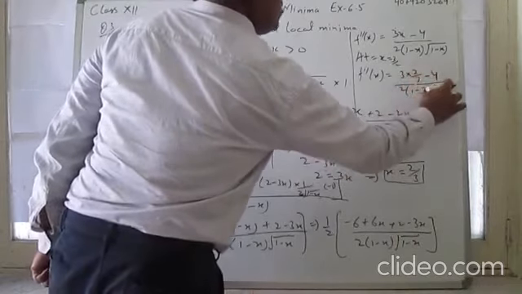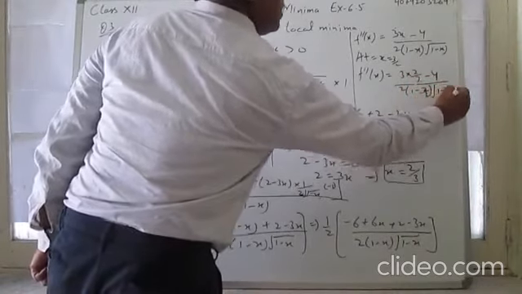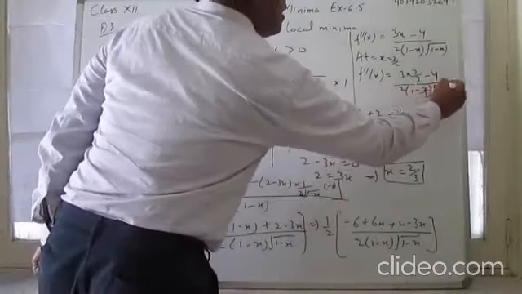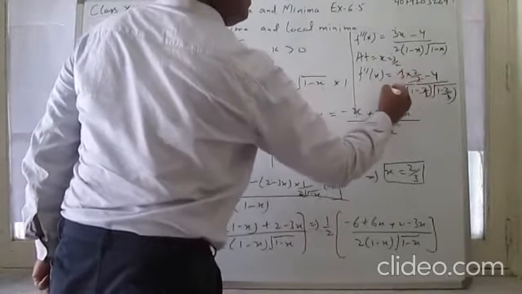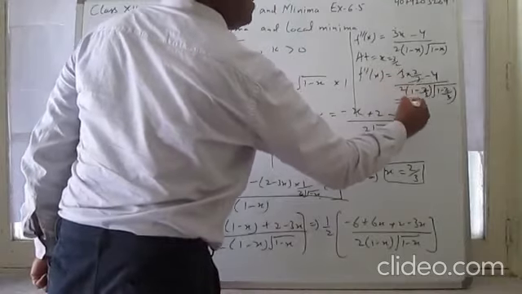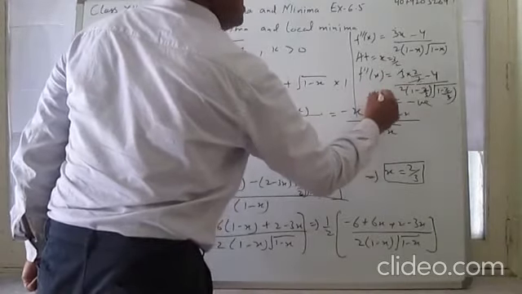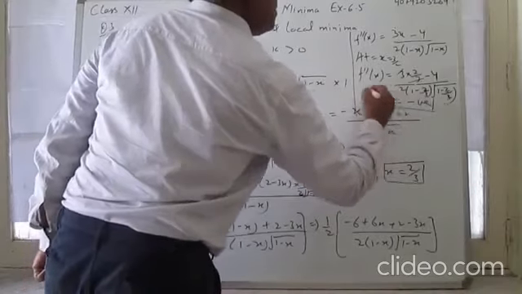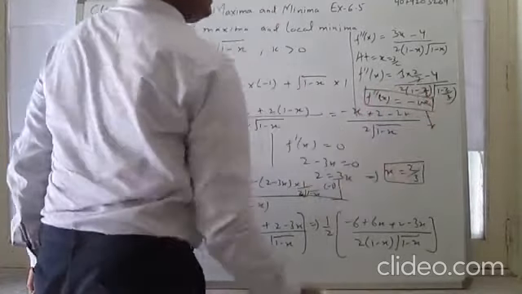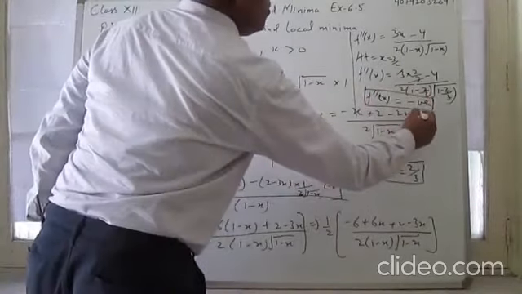2 by 3 का under root. So this is positive and this is negative. So negative upon positive is negative. So f double dash x is negative. It means it is local maxima.